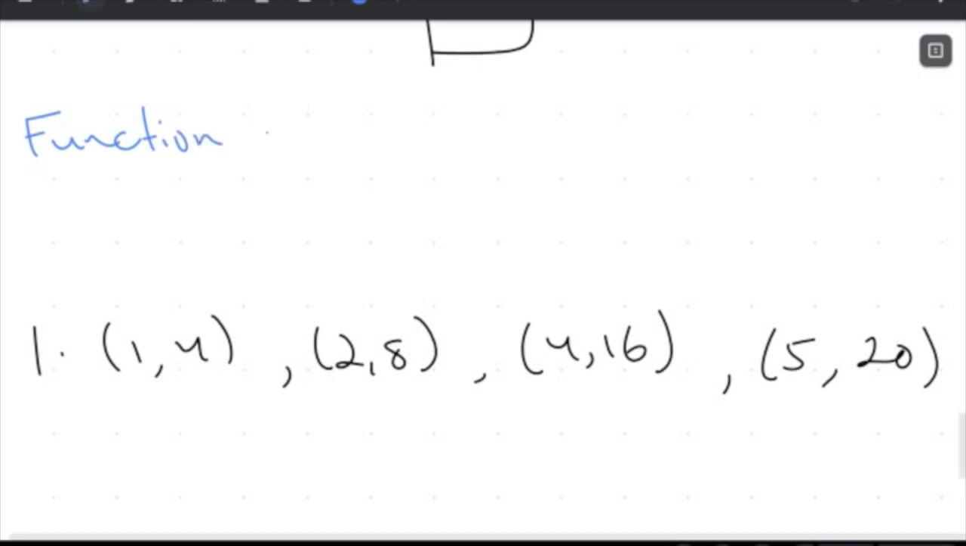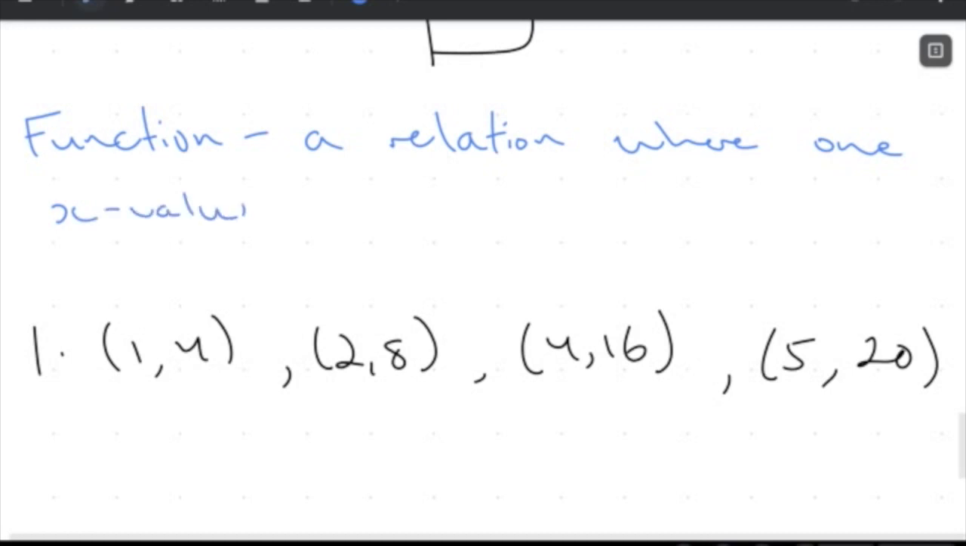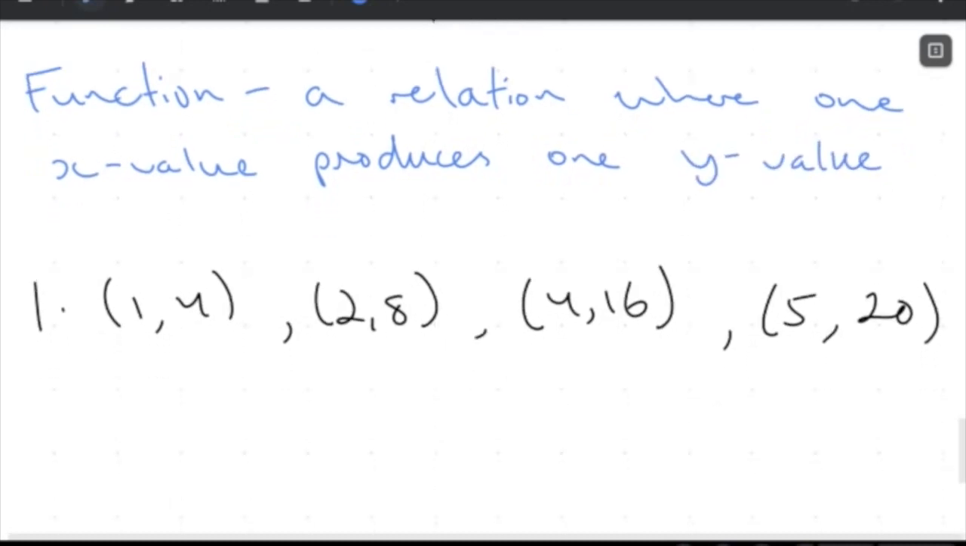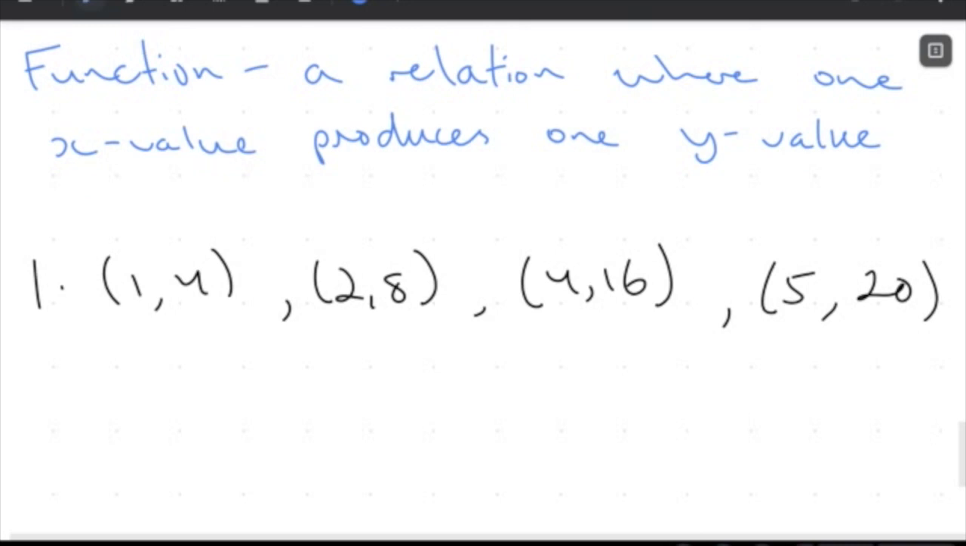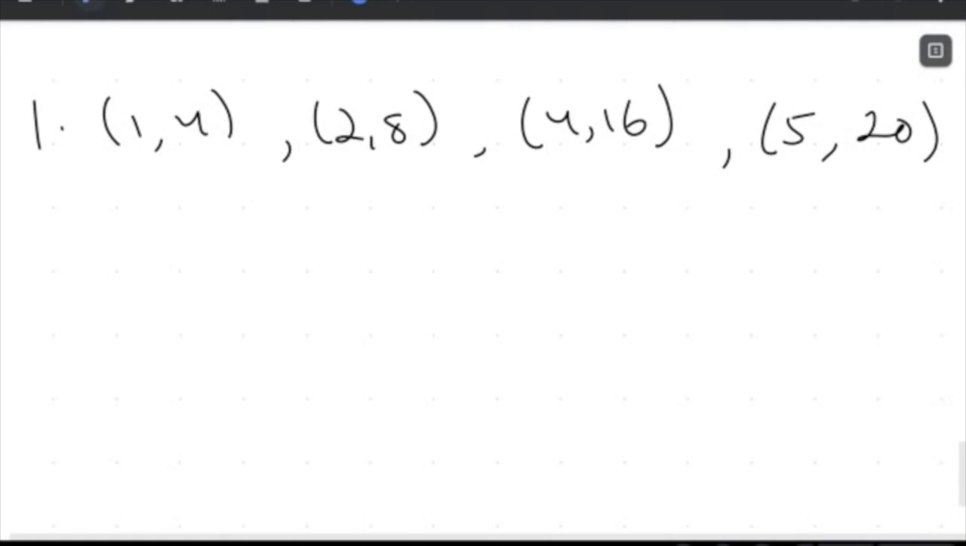So, a function is a relation where one x value produces one y value. Now, with this in mind, we can identify something important.